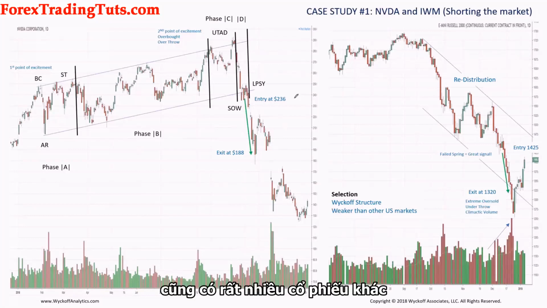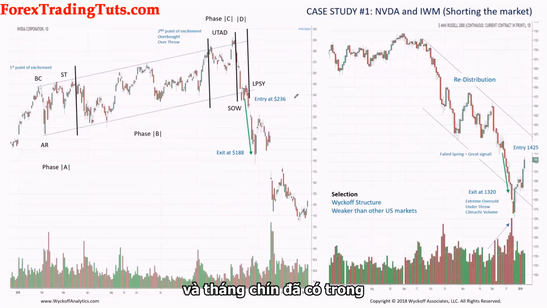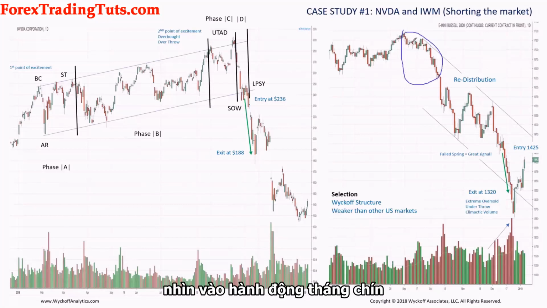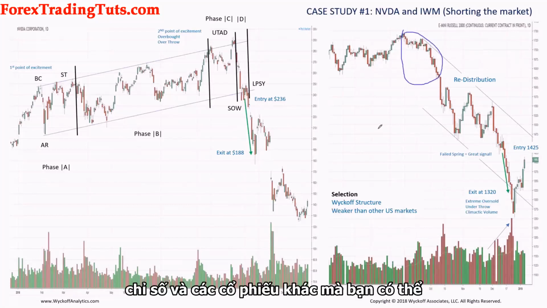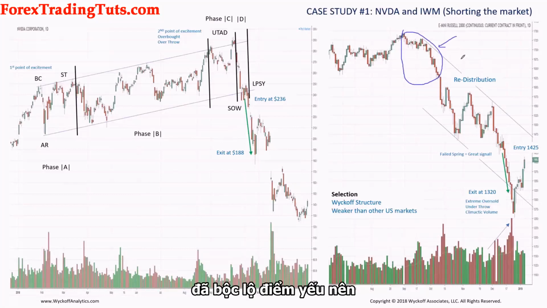There were so many other stocks to short before that, even before October and September, that were already in the downtrend. If you look at some of the stocks, even if we look at Russell, look at the September action, compared to other indices and other stocks, you could see that stocks in Russell 2000 have been exhibiting the weakness already. So on the first leg to the downside, this is where you have to be. You have to be in the weaker asset.